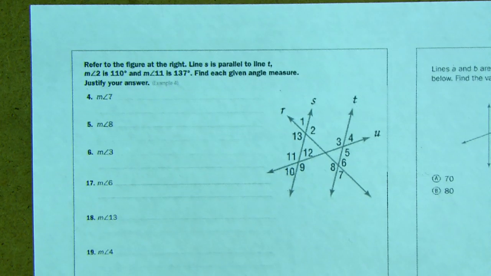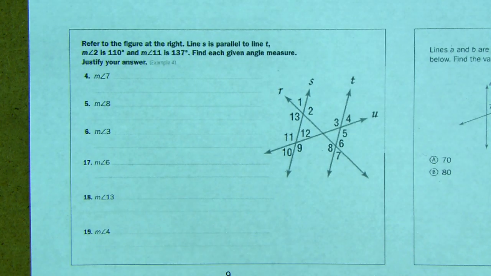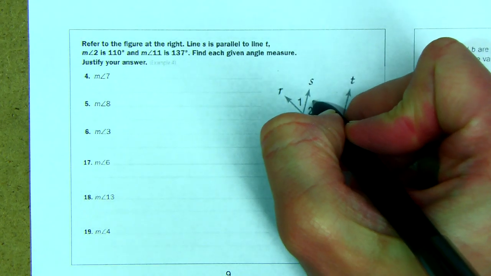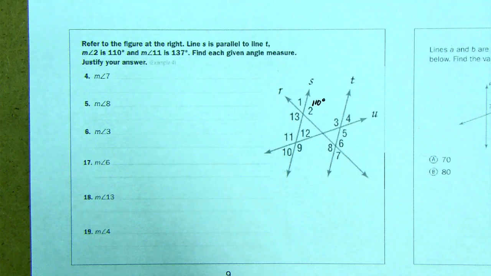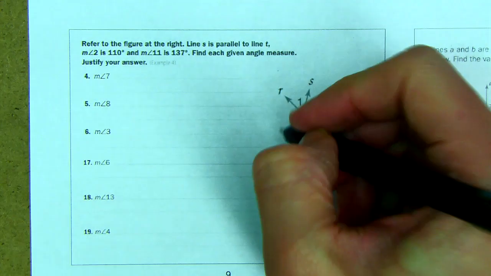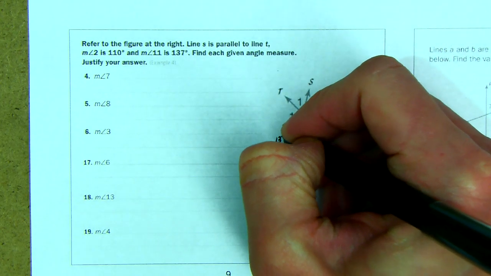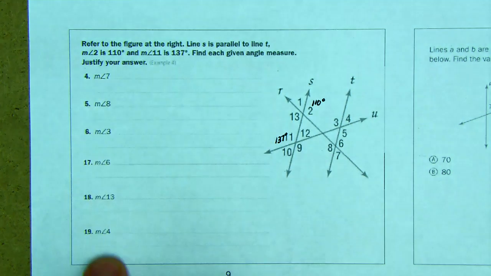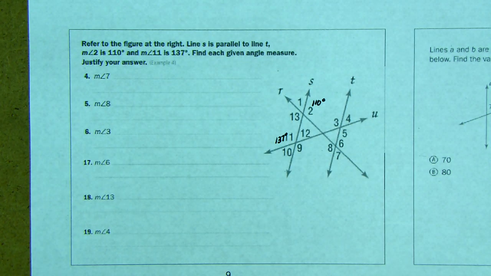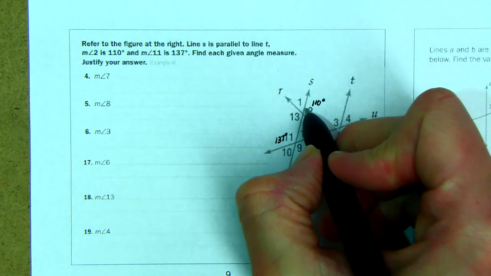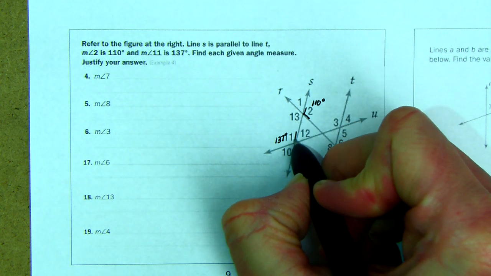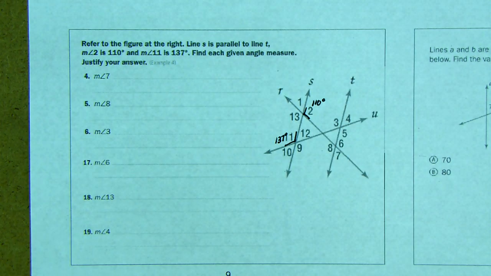All right, take a look. They give us two angles. They tell us angle 2 is 110, so I'm going to write that in here. And they tell us angle 11 is 137. So every one of these angles can be related back to either angle 2 or angle 11. So let's start with the measure of angle 7.